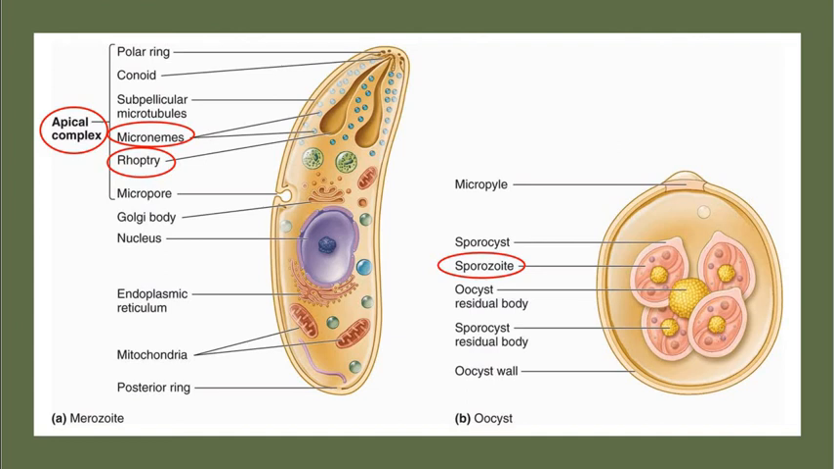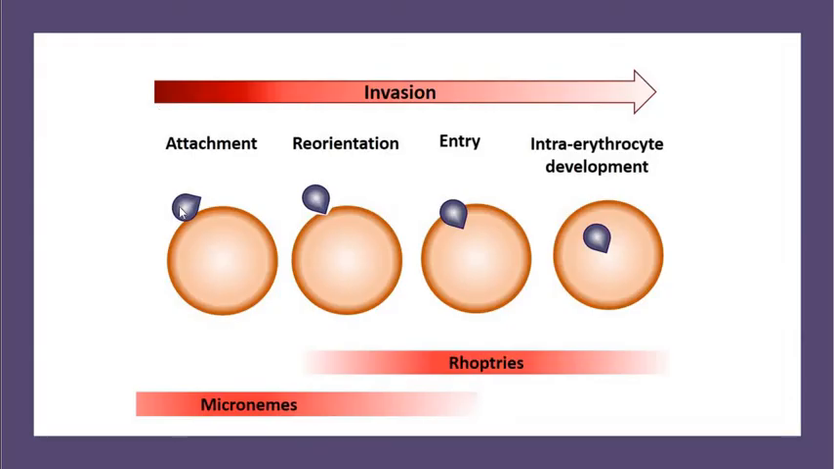So what you see is it gets its name from this pointy end, because that's where the micronemes and roptery are. And you have the sporozoites, which are the ones that are going to reproduce asexually. And what you're going to see is how they invade. This little teardrop is our Apicomplexa friend, Plasmodium. And basically to attach, they just touch. And the micronemes cause it to stick. Then it says it's going to reorient, which basically just means it's going to turn.